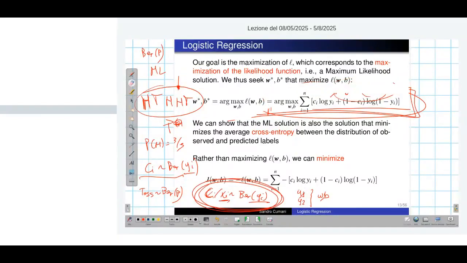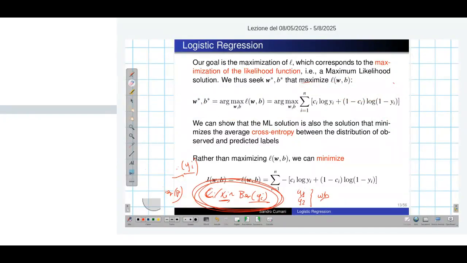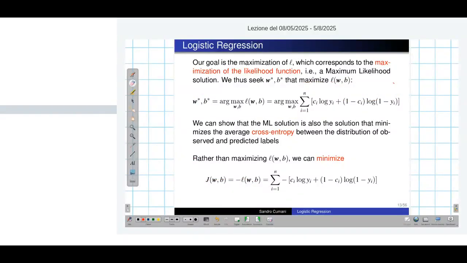Okay, now this is the solution that we want to compute. We will see that finding a solution to this problem is actually not that straightforward. We will see how to do it later. Now, before we see that, it's interesting to analyze another couple of interpretations of this objective.